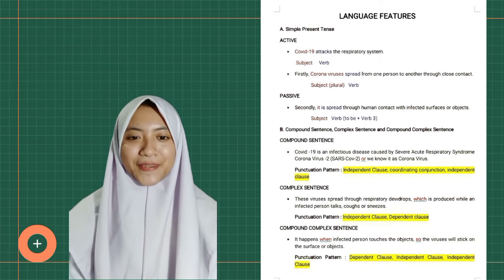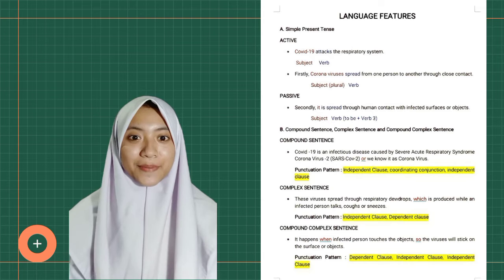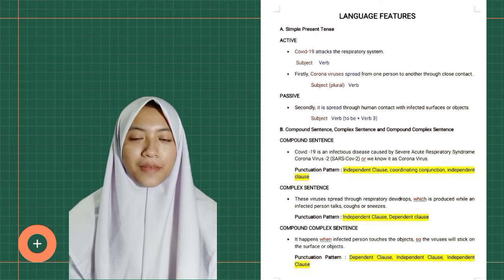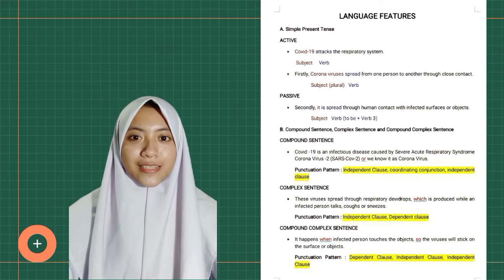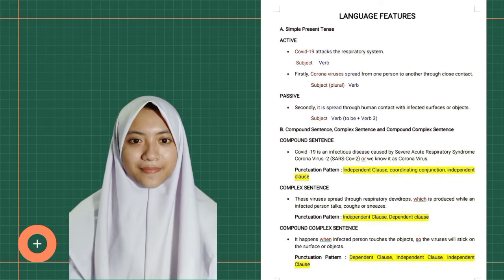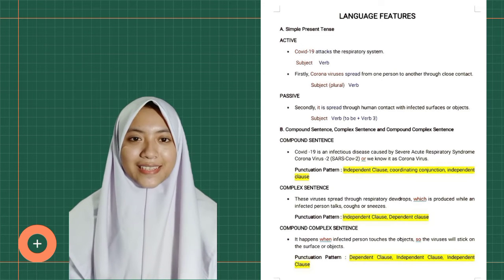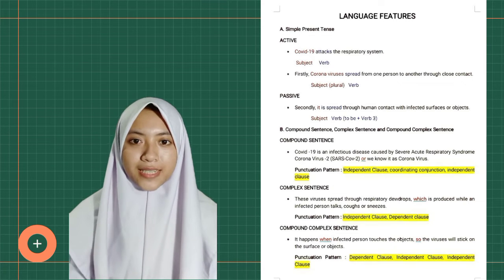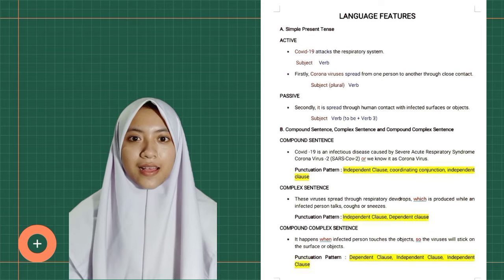A. Simple present tense. In simple present tense, there are active sentence and passive sentence. But now, let's discuss about active sentence first. The example, COVID-19 attacks the respiratory system. COVID-19 is the subject and attacks is the verb. And then, firstly, coronaviruses spread from one person to another through close contact. Coronaviruses is a plural subject and spread is a verb.